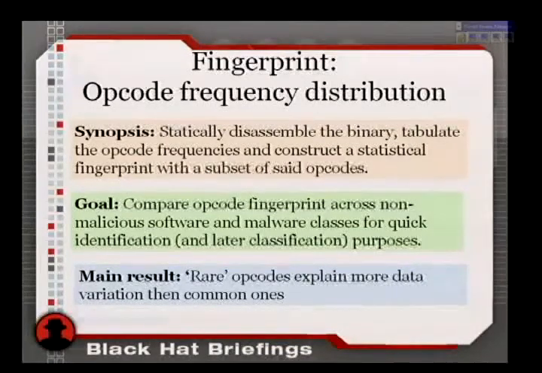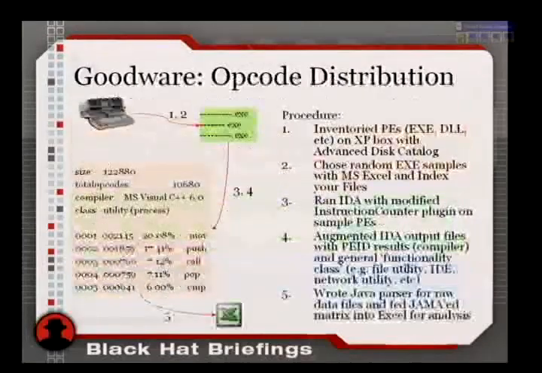Again, statistics are a nice vehicle because statistics are relatively robust under permutations. If you take, just as a very simple example, the average of 1, 2, and 5, you get the same thing as the average of 2, 1, and 5, even though the order is permuted there. The main result I got here is that rare opcodes explain much more variation than the common ones, and I'll show you this in a second.